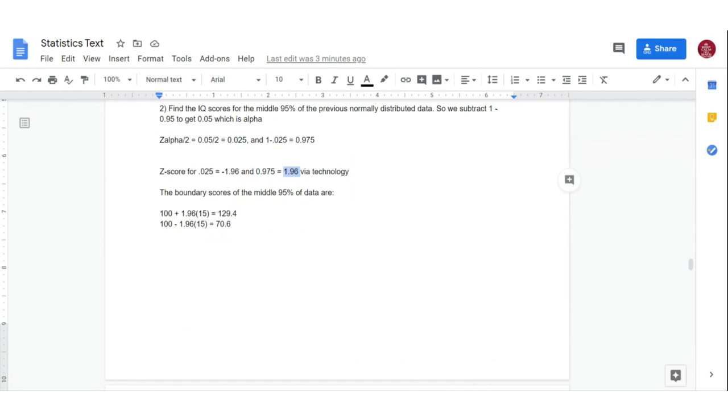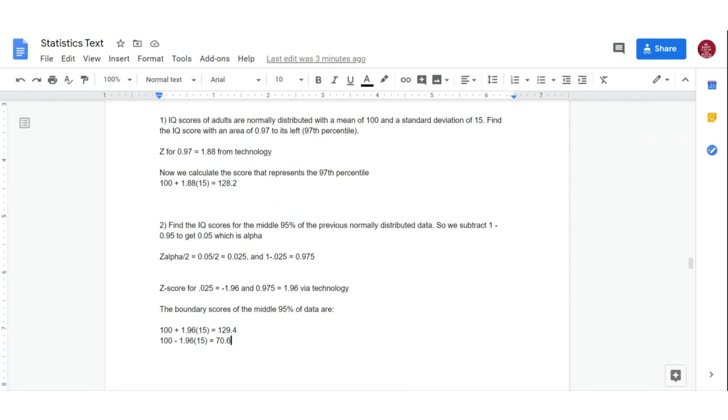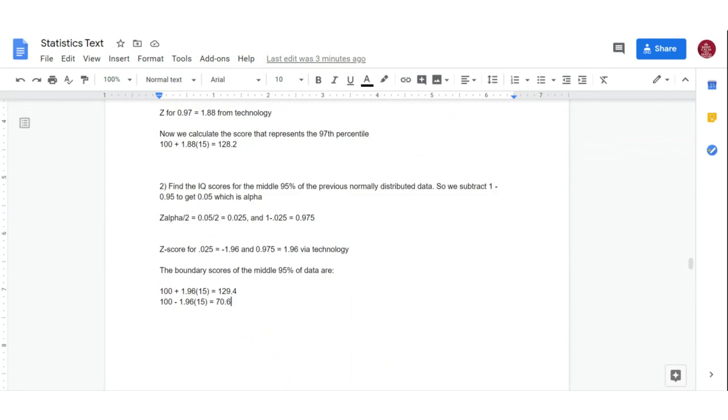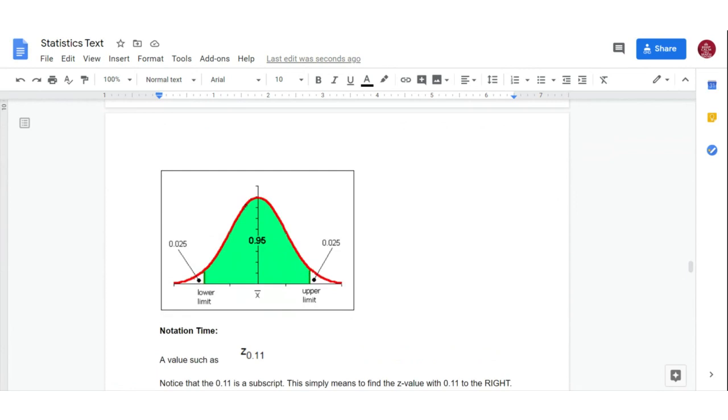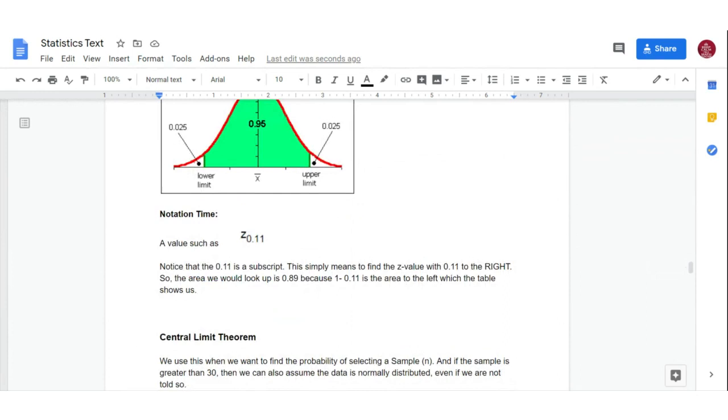So now we just do what we just did with the other things. Instead of calculating with 1.88, we do two of them. We do positive 1.96 times 15, and then that gives us 129.4, and then the other one gives us the lower one. And remember, that one's negative. The sign is important. So what that's essentially saying is that over here is 70, or 71, we could just say, and over here is 129.